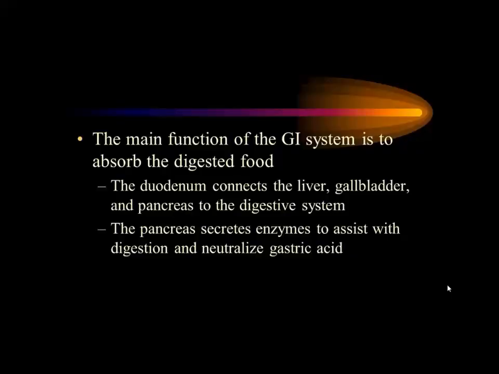In the GI system, again, the whole purpose is to absorb the digested food. The duodenum is connected to the liver, gallbladder, and pancreas, with a whole bunch of different ducts and all that stuff. The pancreas is the major thing releasing enzymes to help break down some of the protein and some of the fat, and it also helps neutralize the acid that's coming into the small intestine. If not, it would burn all the way down.